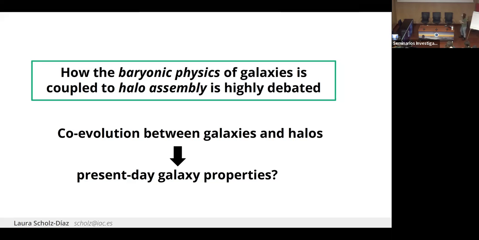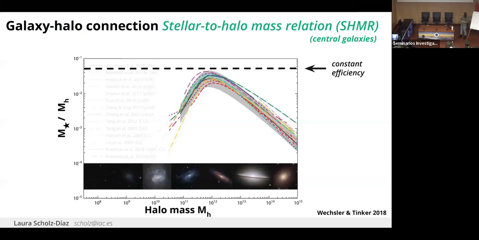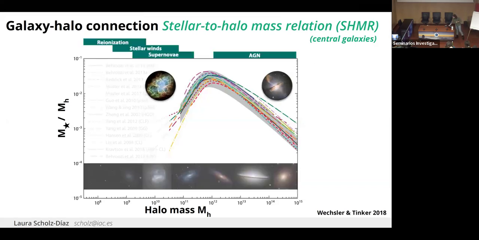So a common way to study the connection between galaxies and halos is through the stellar to halo mass relation. So this relation is quite interesting because it shows us the efficiency of halos of forming stars. So if galaxy mass just scaled with the halo mass, we would see a constant relation that is actually not what we observe today. We observe this U shape that is very characteristic, and it's found by very many different works and techniques.